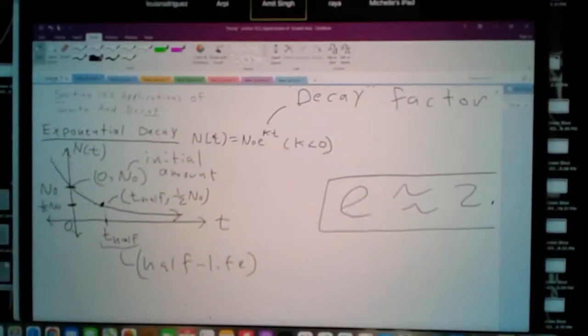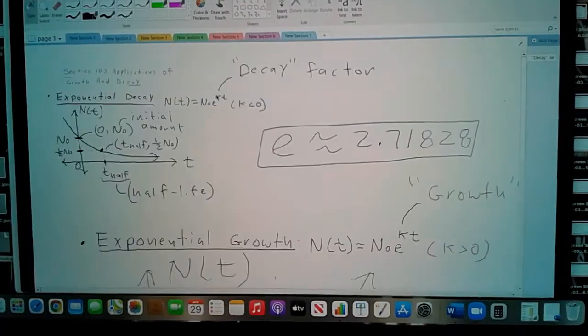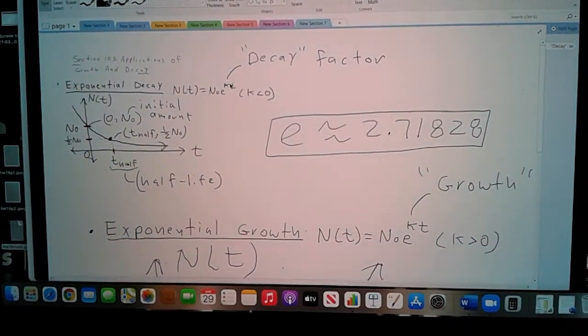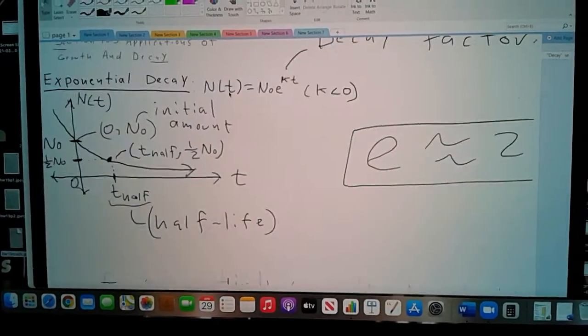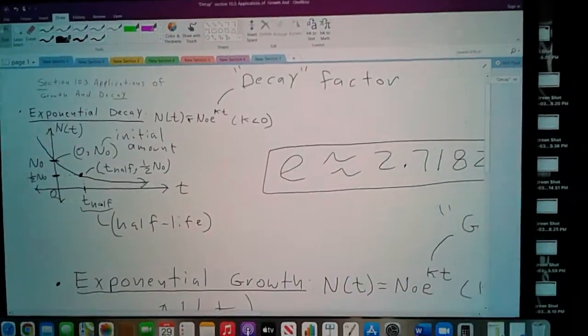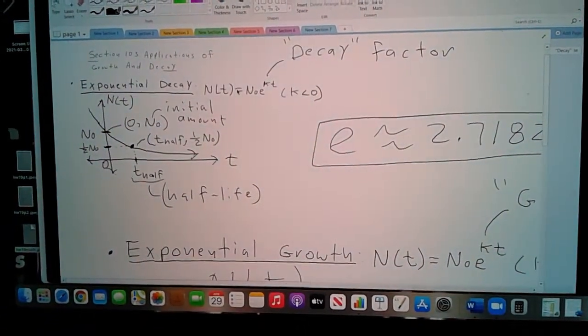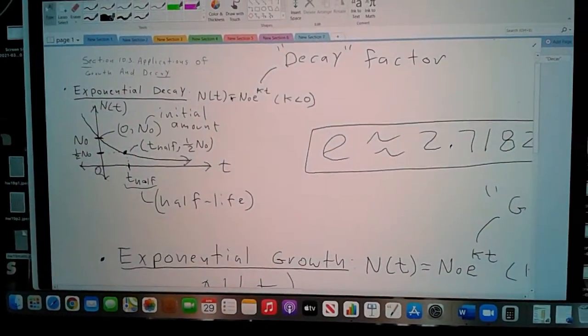Exponential equation for an exponential function. So again, this means you're losing something. So you start out with some initial amount. An initial amount means that when the time is equal to 0 minutes, or 0 years, you have an initial amount. We call that N naught, N of 0, or N naught.